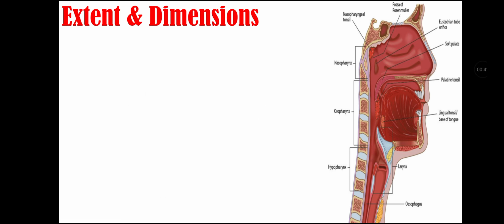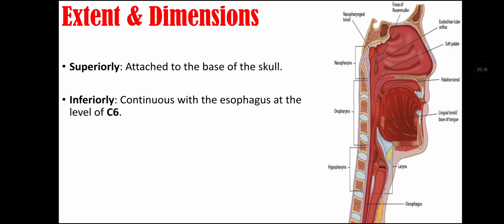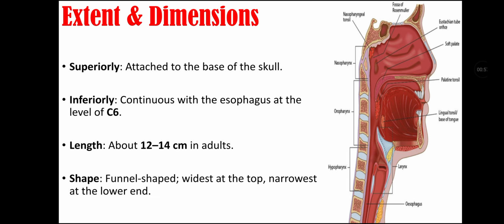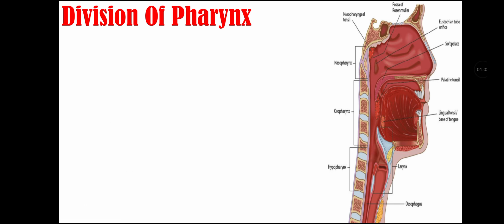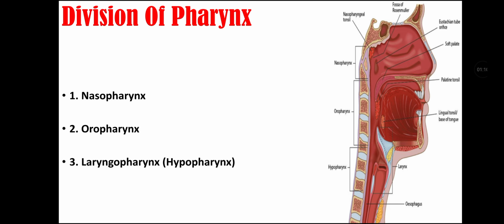Now let's talk about extent and dimensions of pharynx. Superiorly, the pharynx is attached to the base of skull. Inferiorly, pharynx continues with the esophagus at the level of C6 and its length is about 12 to 14 cm in adults. Its shape is funnel shaped. It is widest at the top and narrowest at the lower end. Division of pharynx: it has parts that include nasopharynx, oropharynx, and laryngopharynx. All of these parts you can see in the diagram.